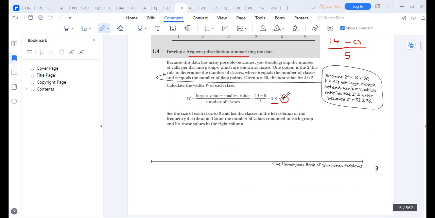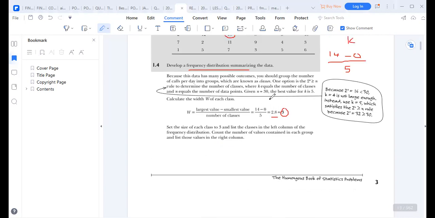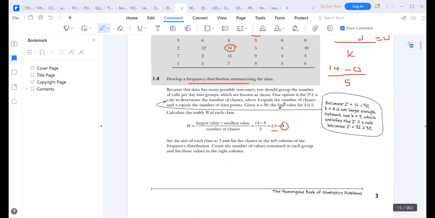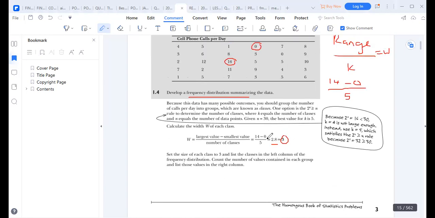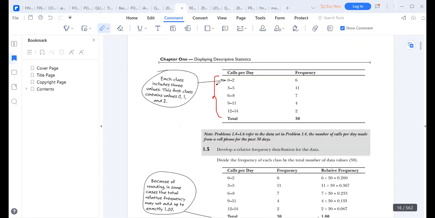So this is computed by finding the range. The range, we're talking about highest number minus the smallest number divided by our k. All together, so k stands for the number of classes that you wish to have. So if you want to have, for instance, 5 classes, you divide 14 minus 0 divided by 5, which is 2.8, so 3, the class width.